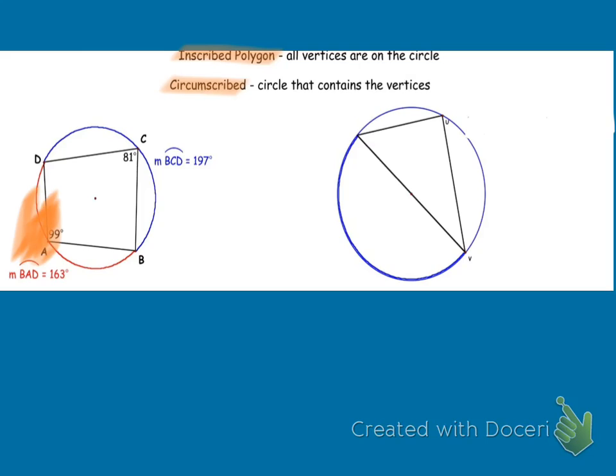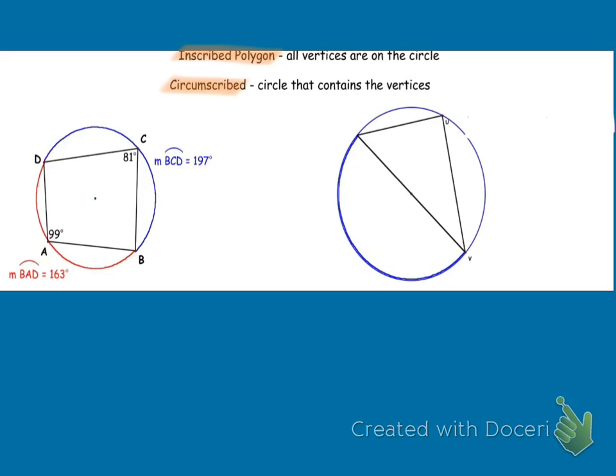simply indicates that the circle contains all the vertices. So this circle right here would be said to be circumscribed because it is the circle that contains all the vertices. So you have the inscribed polygon, which is on the inside. Circumscribed means it's the circle around or containing all the vertices.